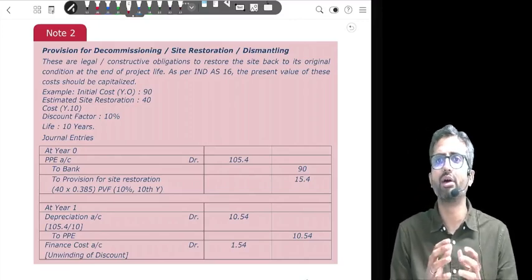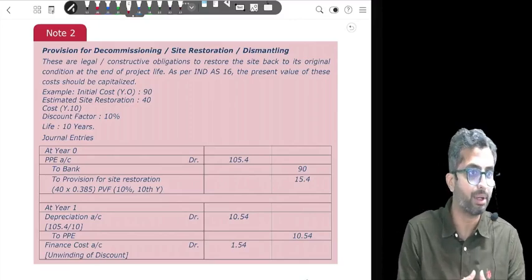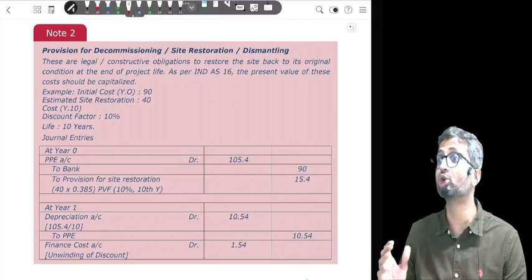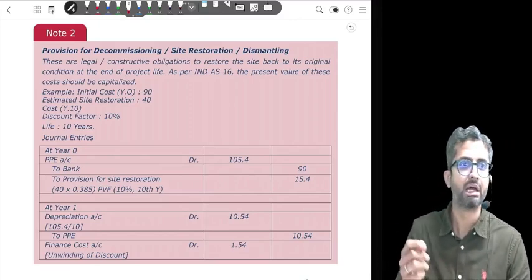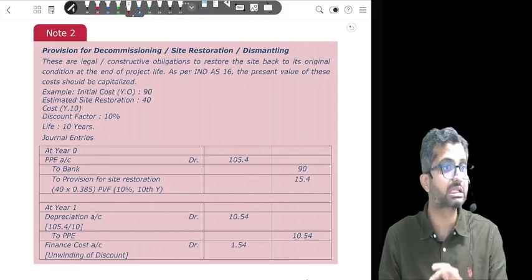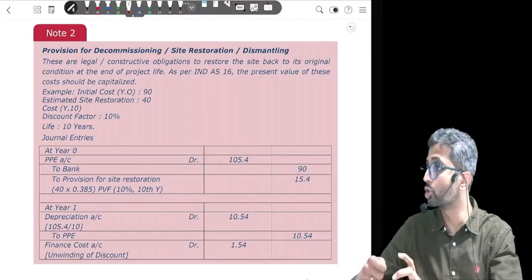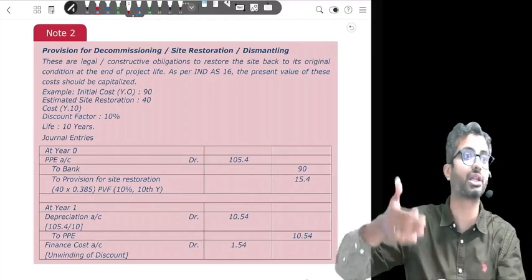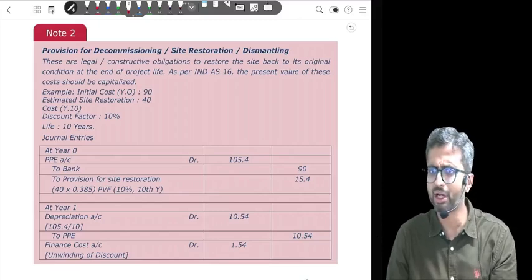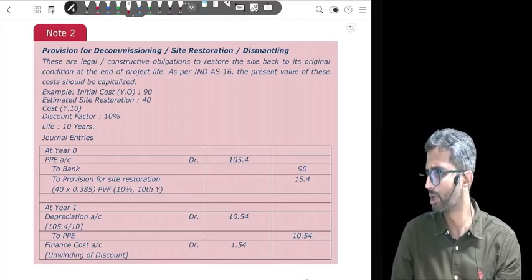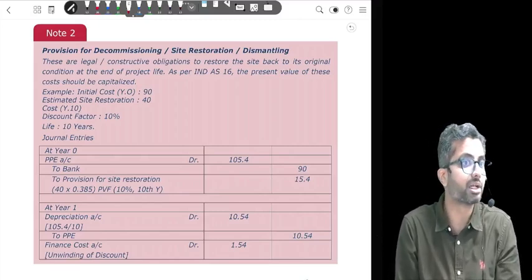Okay, so when I acquire a building, let us say I am constructing a nuclear plant. Now a nuclear plant has certain radioactive risks attached. So the government gives me permission to construct a nuclear plant. So let's say I spend 100 rupees to construct that plant. Should that be capitalized along with the cost of the plant? Of course, that is directly attributable construction cost.